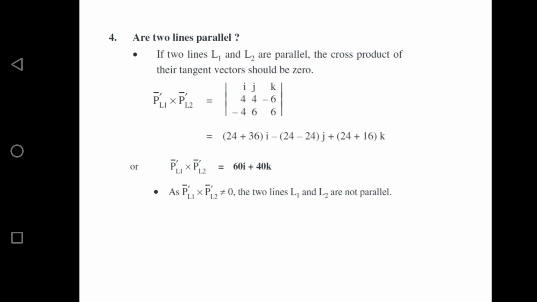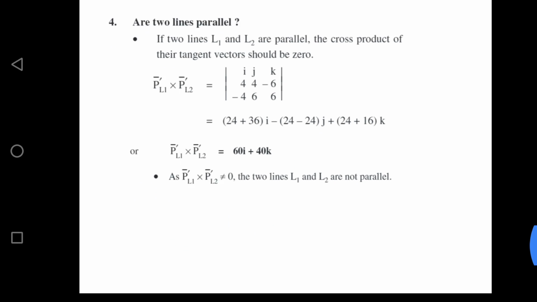So if you do so, we get the final value after the cross product of the two tangent vectors. If the value is 0, then these two lines are parallel. But we are getting 60i plus 40k, so it is not 0. As PL1 bar dash cross product with PL2 bar dash is not equal to 0, the two lines L1 and L2 are not parallel.